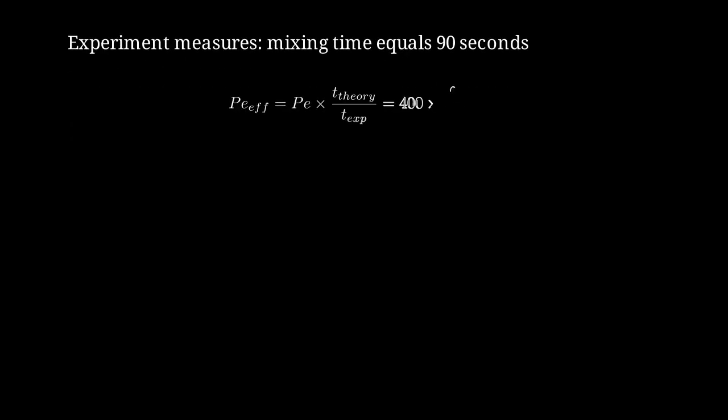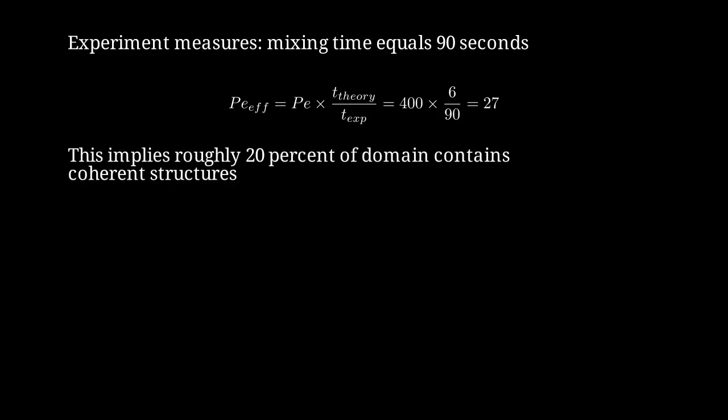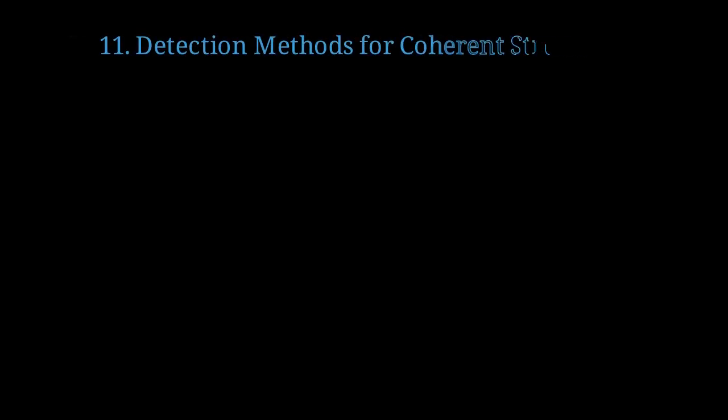The effective Péclet number is only 27, about 15 times smaller than expected. This large reduction implies approximately 20% of the flow domain is occupied by mixing-resistant coherent structures. How do we actually detect these hidden coherent structures experimentally?